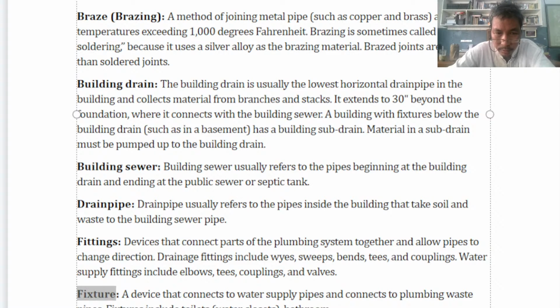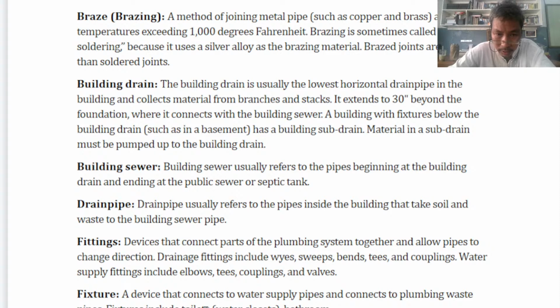And what do you mean by fixture? Fixtures are any device that connects to water supply pipes, note, and connects to plumbing waste pipes. Not only water supply pipe, but also plumbing waste pipes. So, what do you mean again by plumbing waste pipes? Waste could either be solid or liquid, a mixture. When we say soil, that is only solid. When we say waste, that involves a mixture of liquid and solid. So those pipes that allow plumbing waste are what we call plumbing waste pipes. Those devices that are connected to this type of pipes are what we call fixtures.